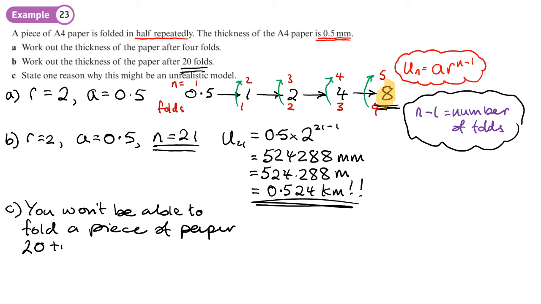20 times. Yeah, you saw what happened when we assumed we could. We got a thickness of over half a kilometre. It just gets ridiculous. That's not going to happen, folding a piece of paper 20 times. And in fact, if the piece of paper was 1 millimetre thick and we folded it 20 times, then we would have a little stack that would be over a kilometre high. Highly unlikely.